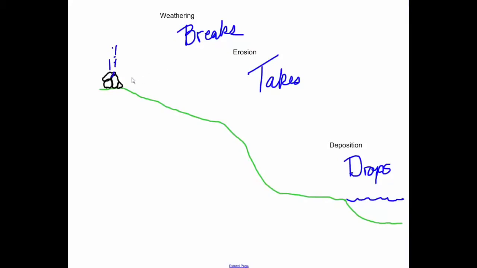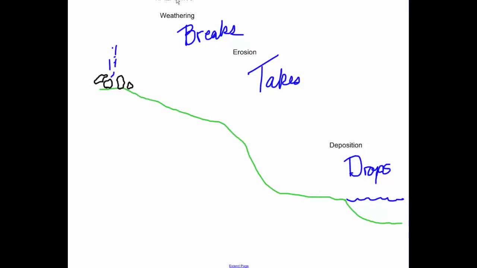We call that ice wedging, and eventually, because of that ice wedging, the rock starts to break and fall into different pieces, and this piece breaks free. And this piece breaks free. And so we've weathered this apart. Weathering has broken this rock apart.